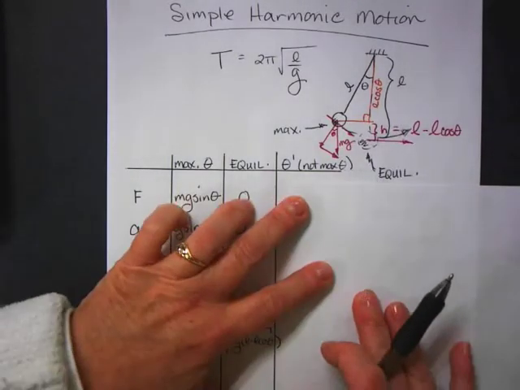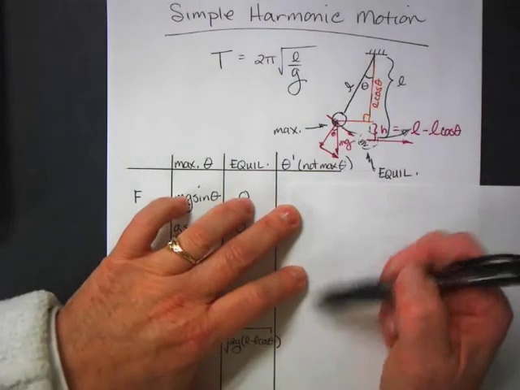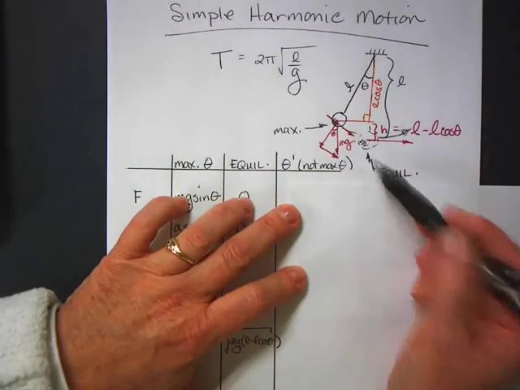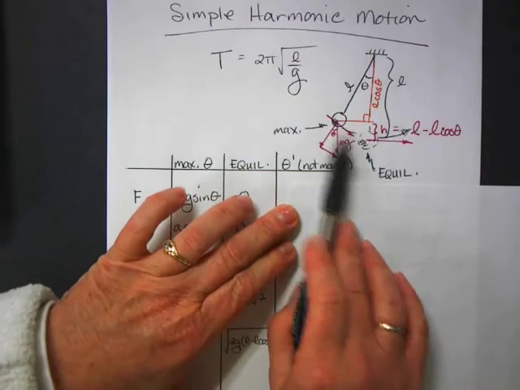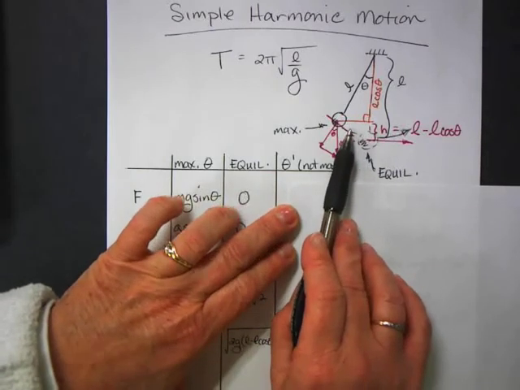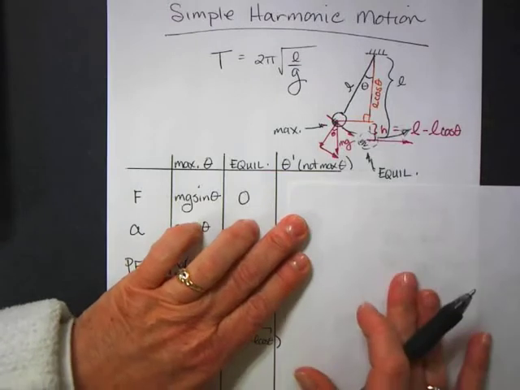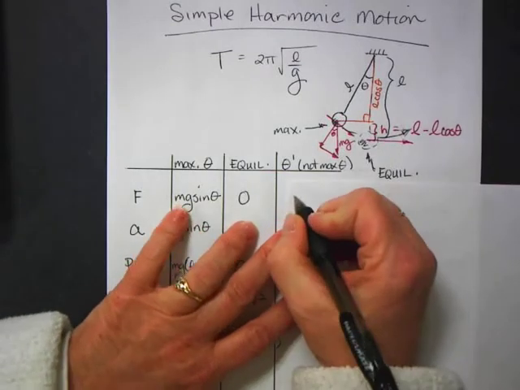So now what we're going to do is try to fill in some place other than max and other than equilibrium, so somewhere in between. The example I gave you was if maximum theta was 15, what happens if we're at 10 degrees? Okay? So let's fill this in.